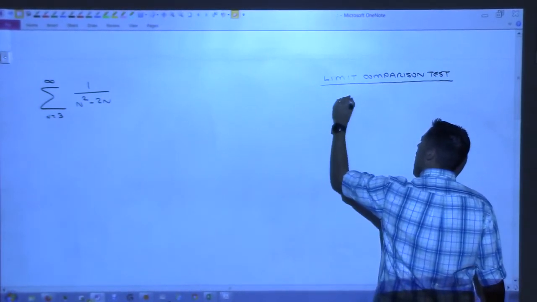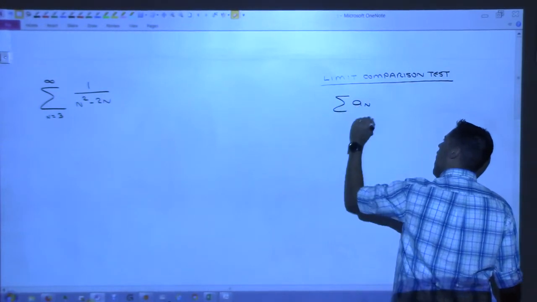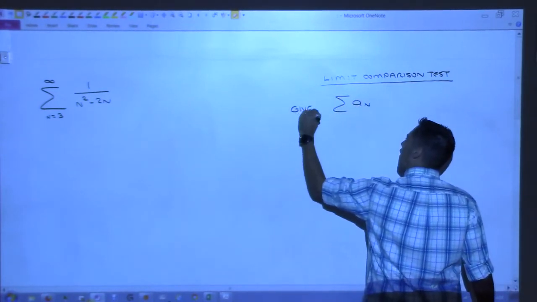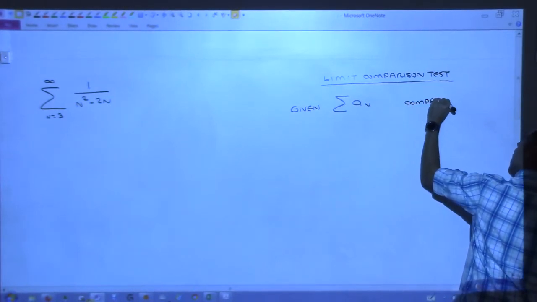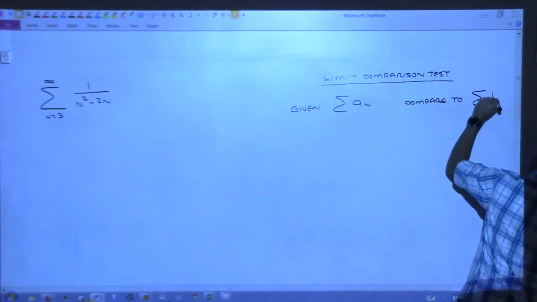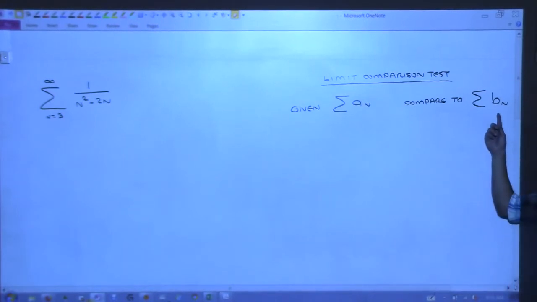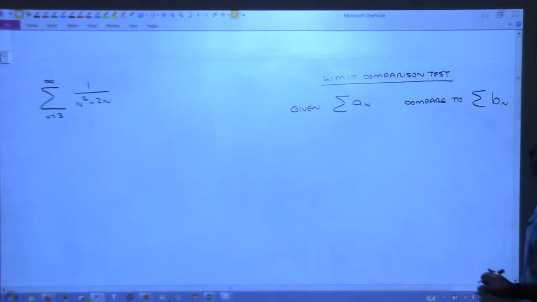Basically, what it is is this. Let's say you have this, which is given, and you compare it to something you come up with. All right, so this is the same thing we've just been doing, right? But here's what the limit comparison says.